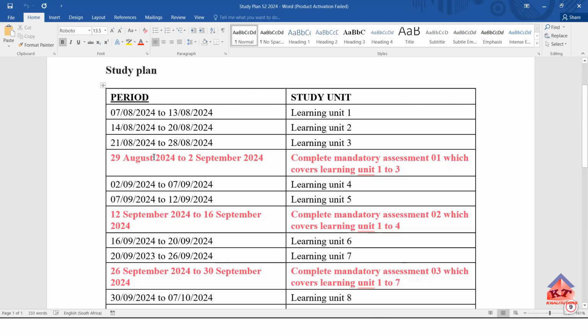You'll have one attempt for all your assignments. If you miss this one, there is no elective for this one. That means you lose 5% of your final mark, okay? The second one is going to be available on the 12th of September 2024 to the 16th of September 2024.